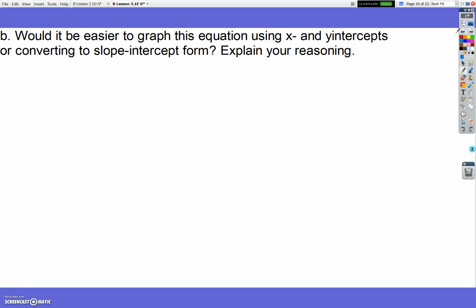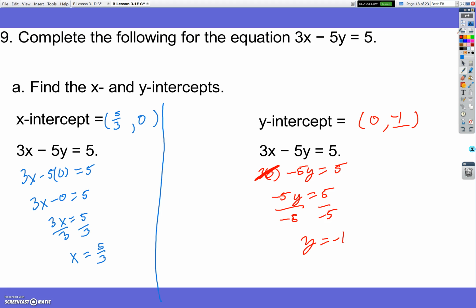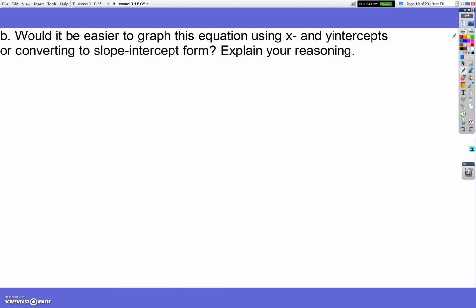And it says, would it be easier to graph this equation using the x and the y intercepts or converting it to slope-intercept form? And it really looks like a personal choice here. It really just depends on what you prefer.